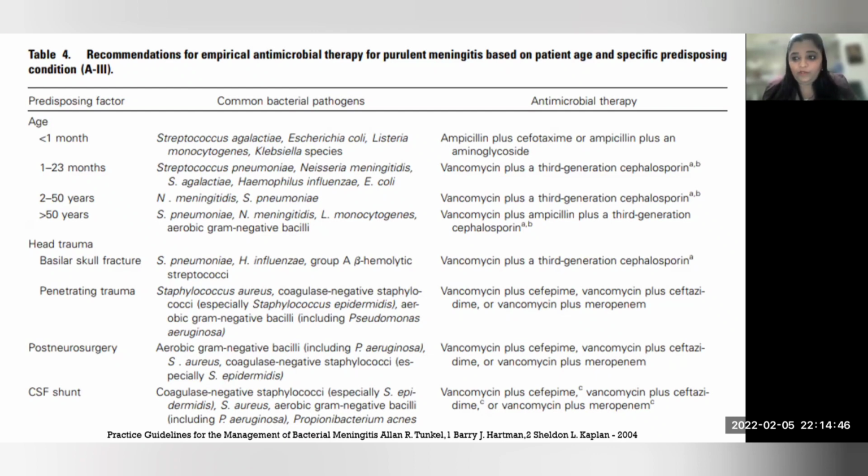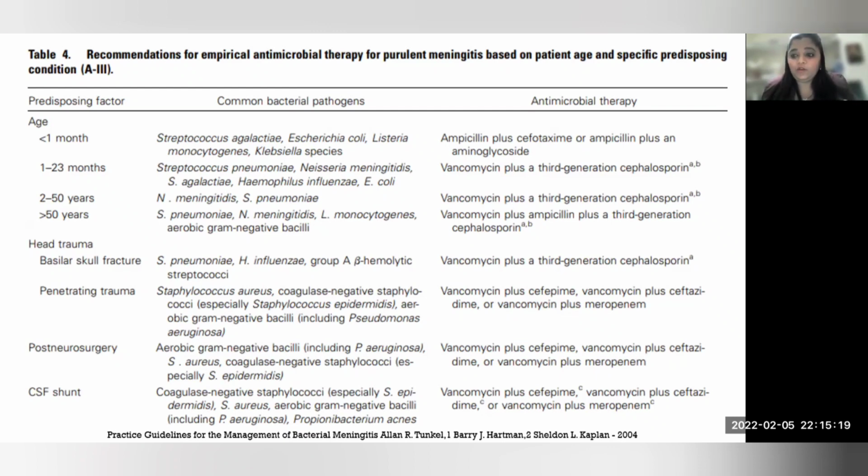In the age group between 1 month to 23 months, Streptococcus pneumoniae, Neisseria meningitidis, Streptococcus agalactiae, Haemophilus influenzae, E. coli, where this is based on the IDSA, where they give vancomycin plus third generation cephalosporin. And in the 2 to 50 years age group, Neisseria meningitidis and Streptococcus pneumoniae are the more common organisms. So the empirical choice as given by IDSA is vanco plus your third generation cephalosporin, like ceftriaxone or cefotaxime can be used.